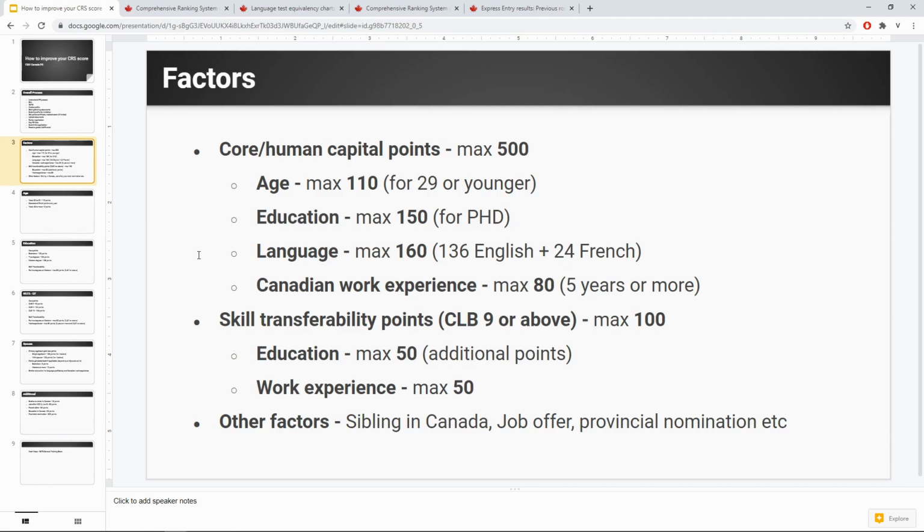The second category is skill transferability points. You can get a maximum of 100 points for this category, maximum 50 points for education and 50 points for your work experience. And the third category is other factors. If you have a sibling in Canada, or if you have a job offer from a Canadian company, or if you have a provincial nomination, then you will get some additional points. There are other factors as well. Next, I'm going to talk about each category in detail.